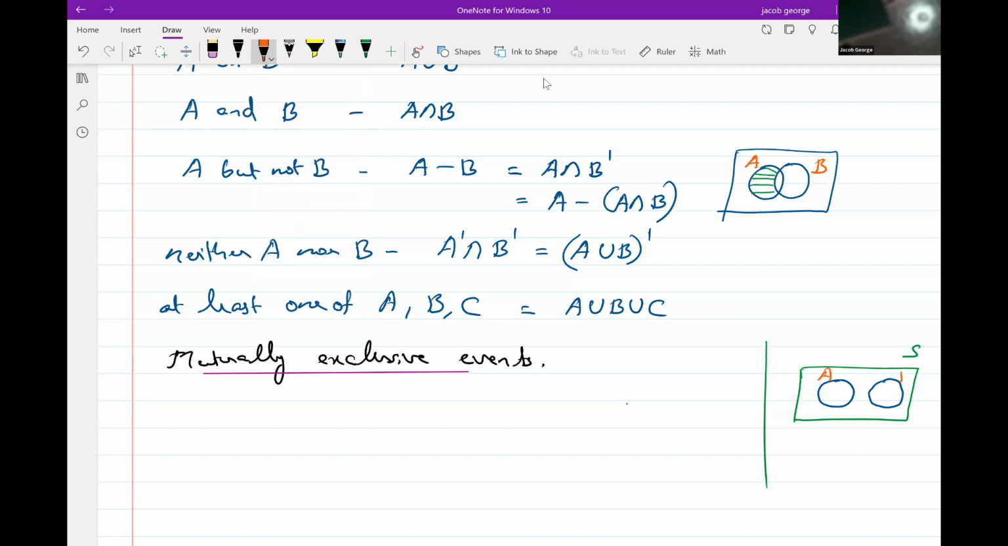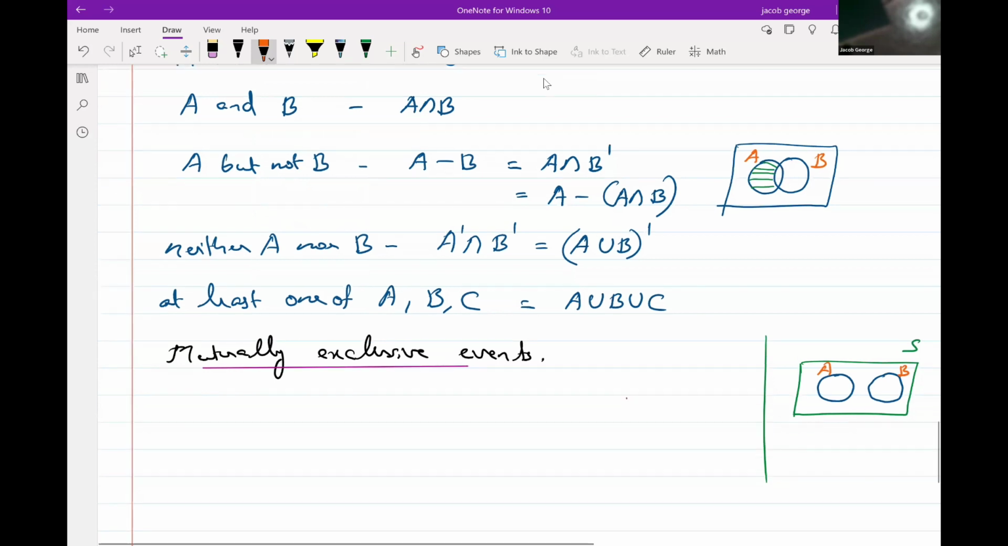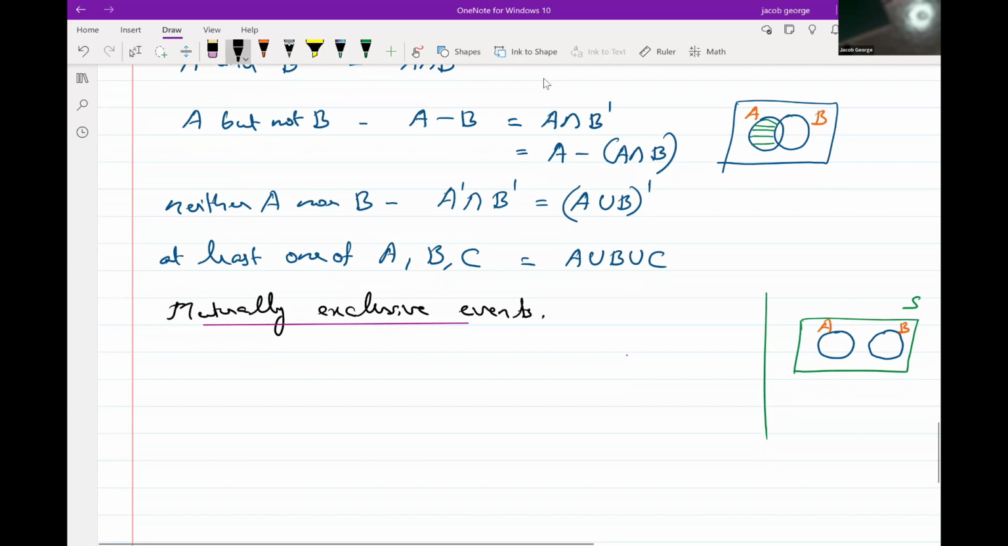That means A intersection B is, what is A intersection B for these type of events? That is fully detached. There is no common element between. That means A intersection B is null set. These type of events are called mutually exclusive events. It is not only two events. This definition is valid for two or more events. Their intersection will be null set.